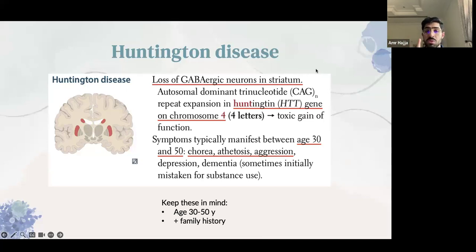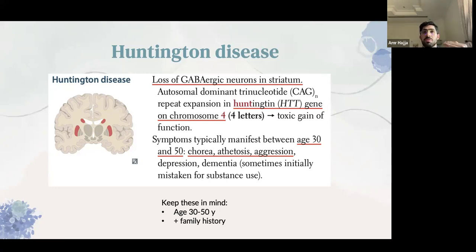Now, one thing I want you guys to note and keep in the back of your head when answering questions related to neurodegenerative diseases is to take a look at the age as well as family history. So here we have autosomal dominant. I'm not expecting you to remember exactly what it means, but whenever a mutation is autosomal dominant, it's easily transmitted from one generation to another generation.